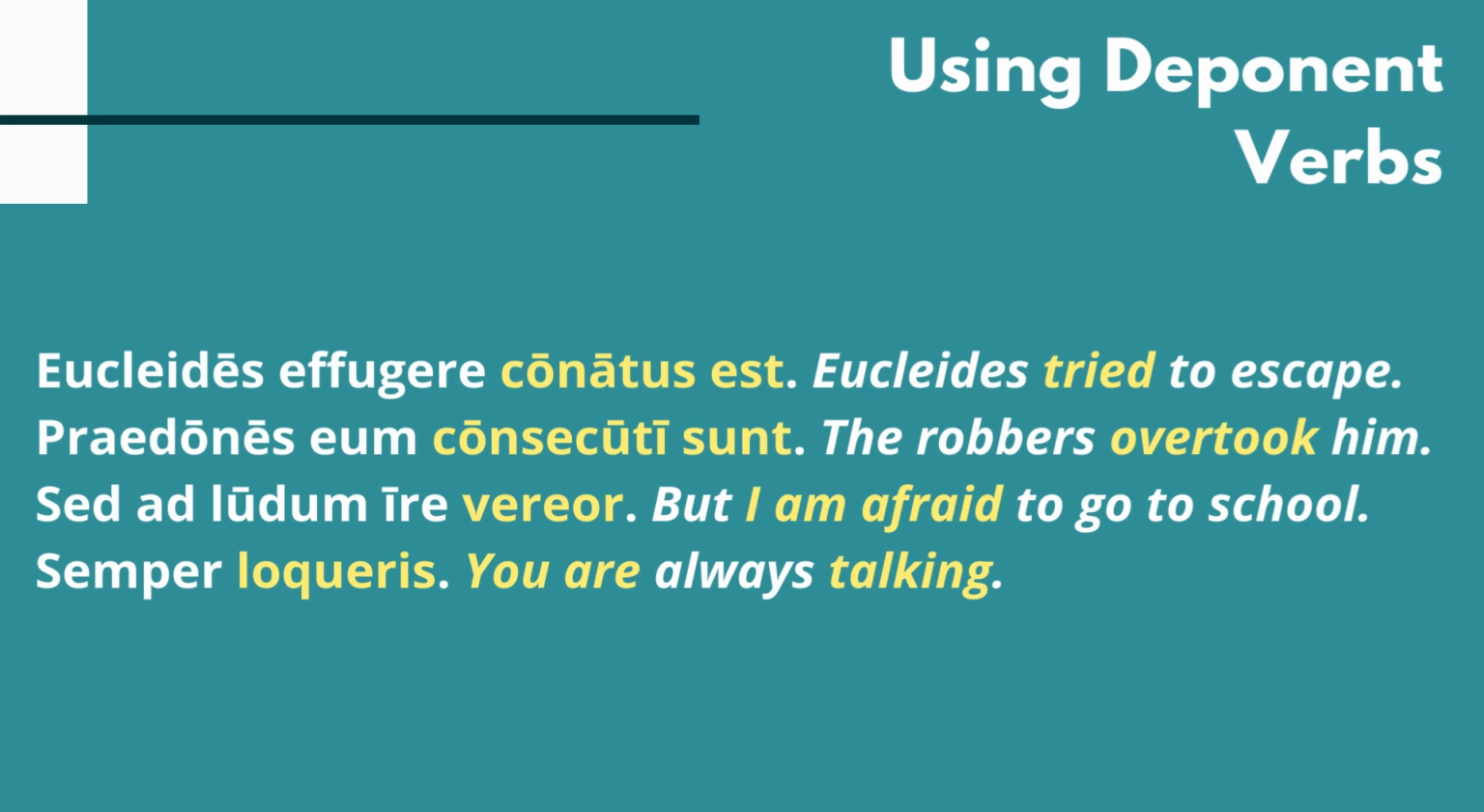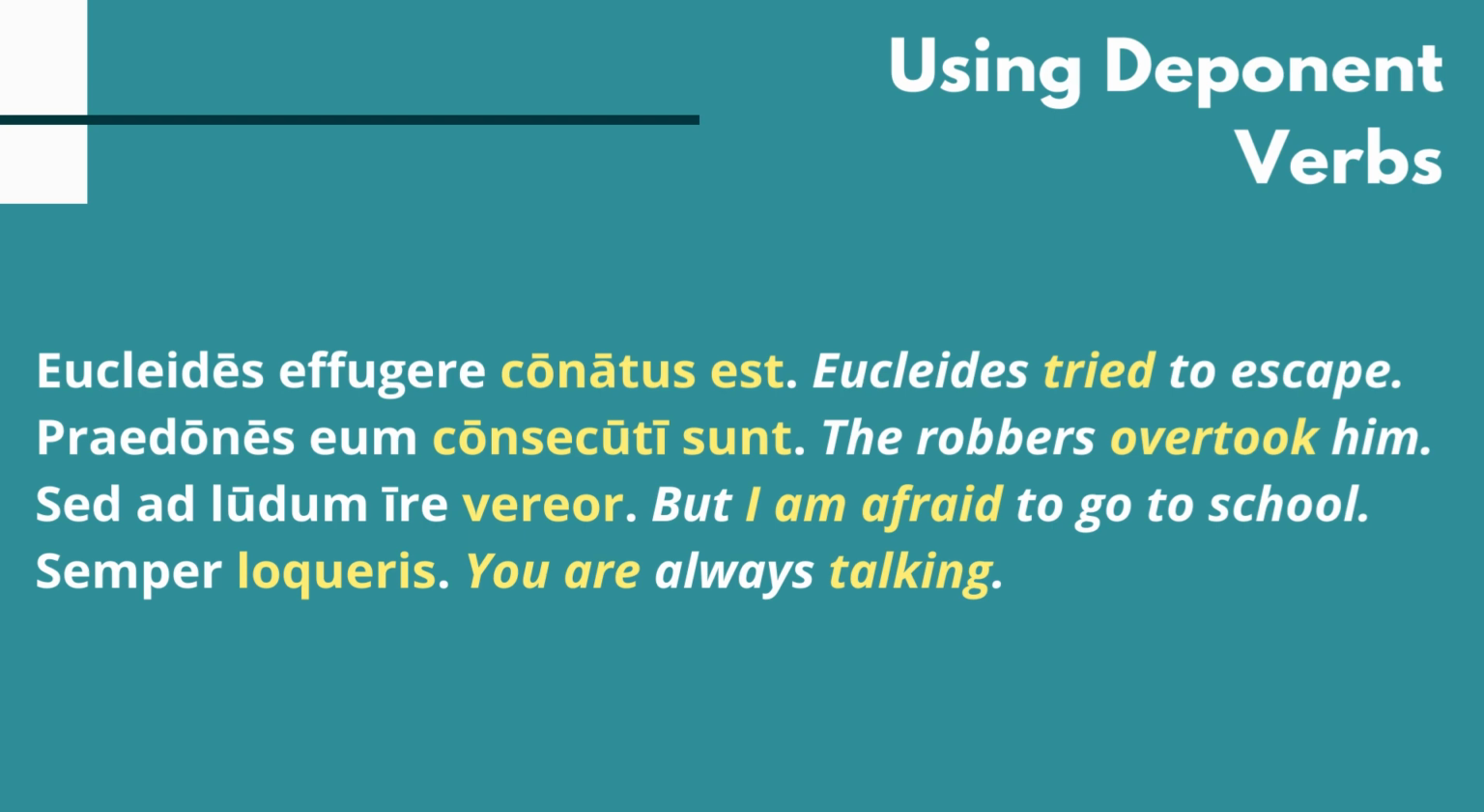In the second sentence, we have praedones eam consecuti sunt. Same idea, consecuti sunt. It looks like a perfect tense passive voice verb, which it is, the form, but we need to translate it actively. So you say they overtook him, not they were overtaken, right? They overtook him.